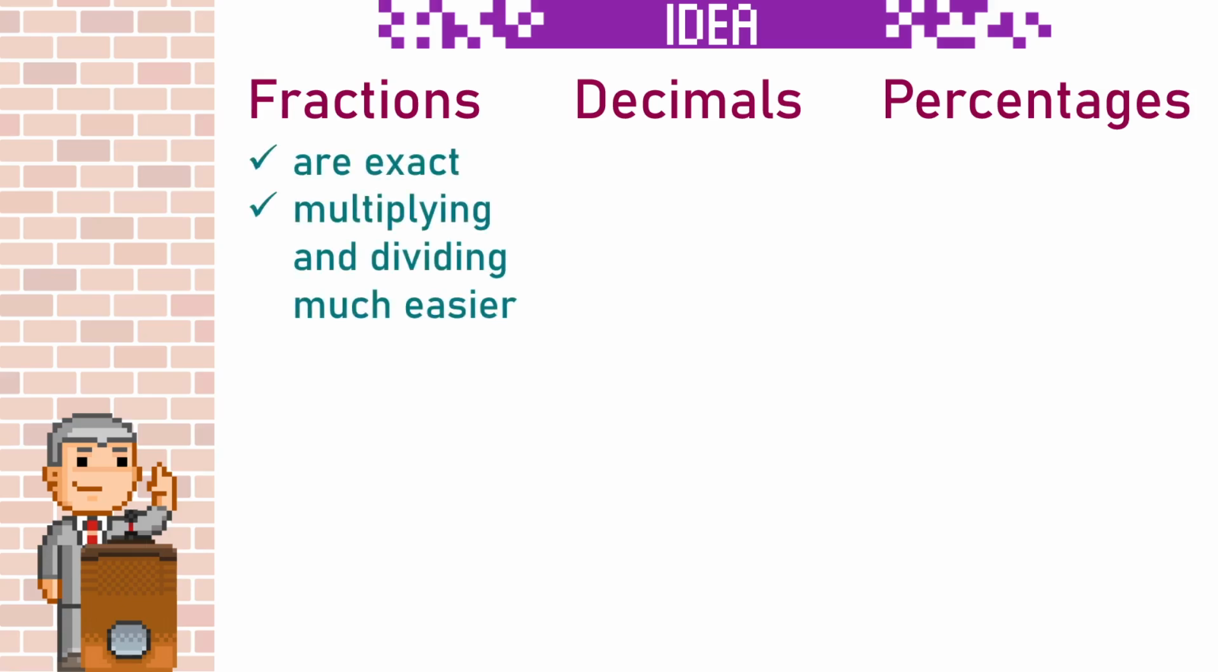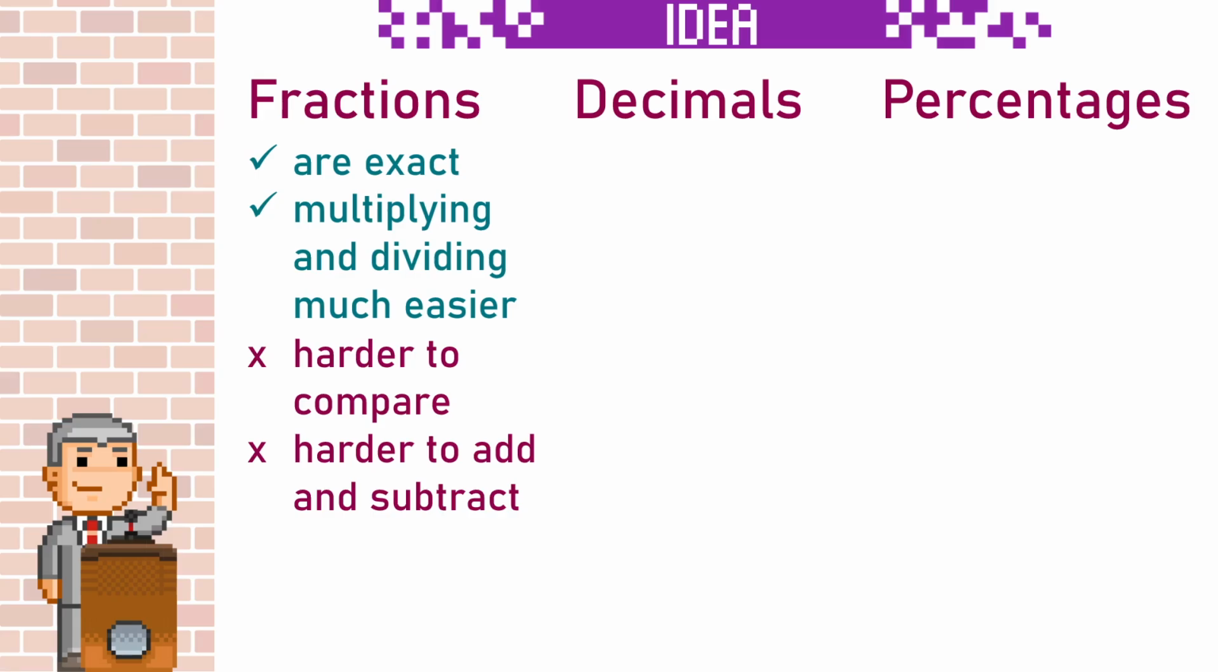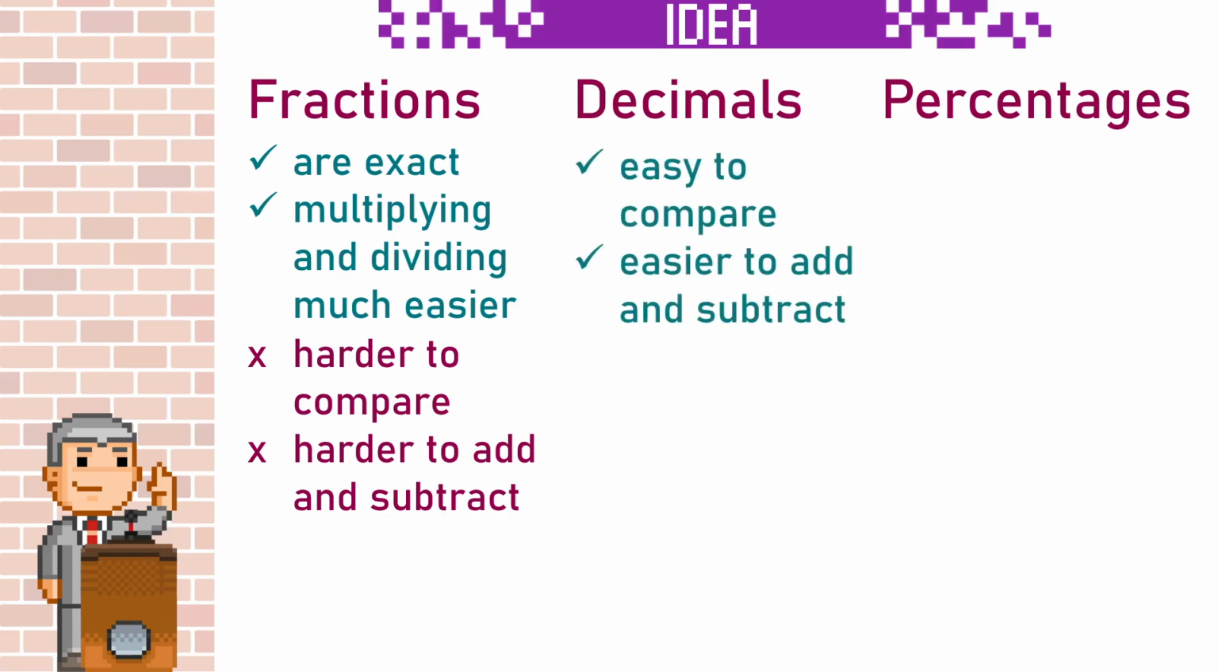Fractions are exact, and multiplying and dividing are much easier with fractions. But unfortunately they're harder to compare and harder to add and subtract. That's because you need the denominators to be the same. Decimals, however, are easier to compare and easier to add and subtract.